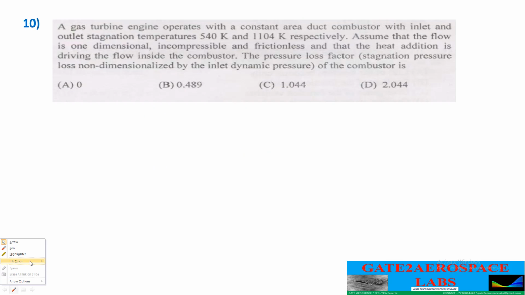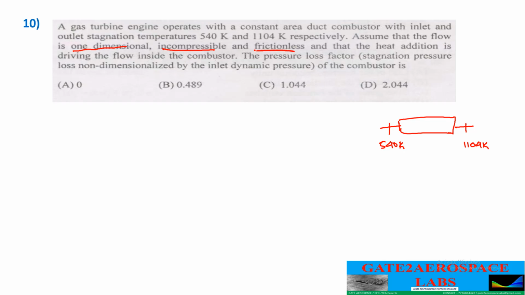Next, a gas turbine operates with a constant area duct combustion chamber with the inlet and outlet stagnation temperature given. The inlet stagnation temperature is 540 Kelvin and the outlet is 1104 Kelvin. Assume that the flow is one dimensional, incompressible and frictionless, so that there is no irreversibility in the system. The heat addition is driving the flow inside the combustor.